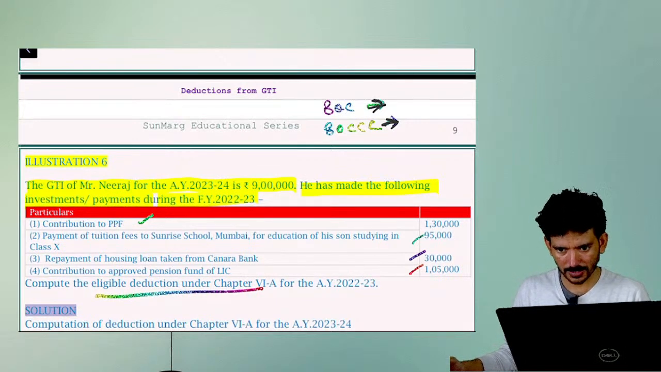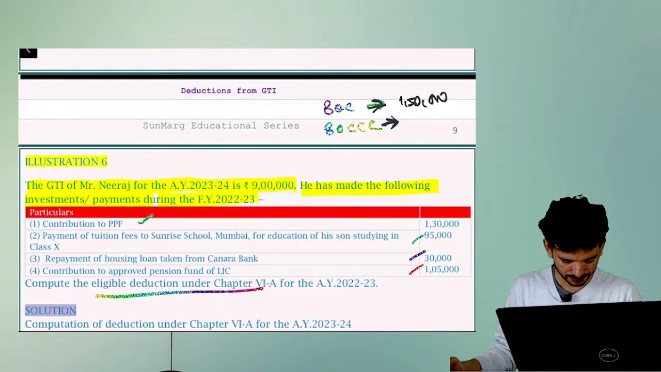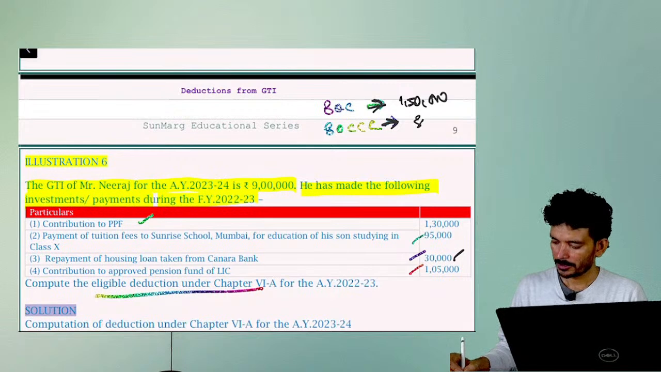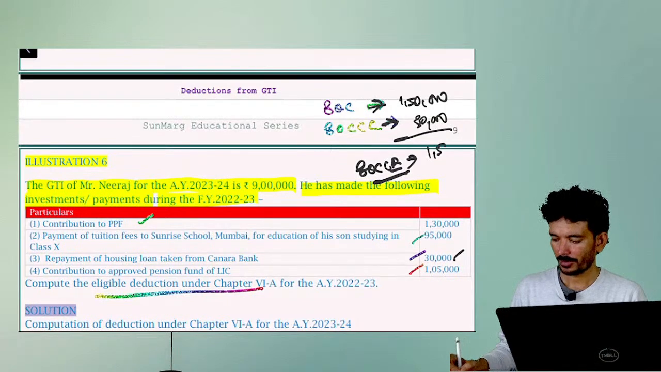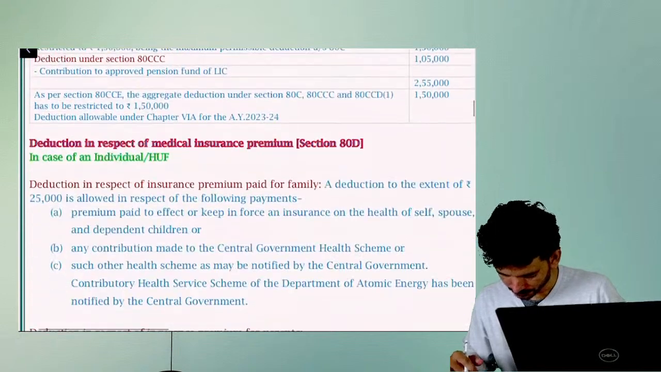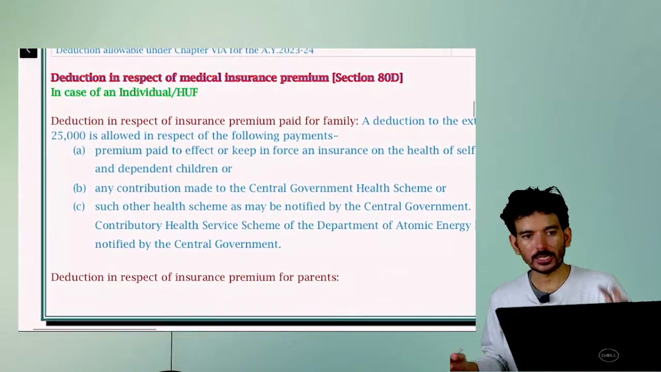80C is for 1.5 lakh. Okay. What is 80CCC? How much can you claim under 80CCC? 30,000. But again, for 80C, that section says the maximum can be 1.5 lakh only. Just an MCQ question you can expect. So that's all about 80C.